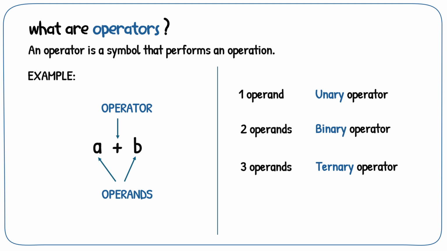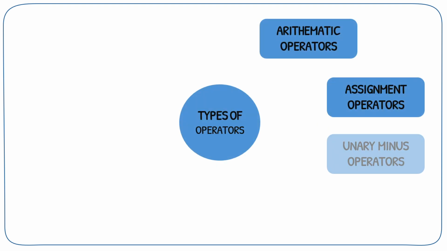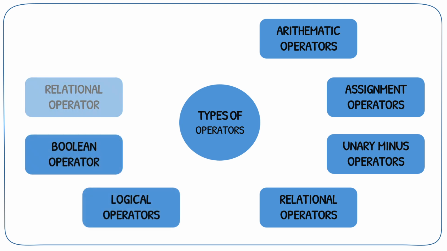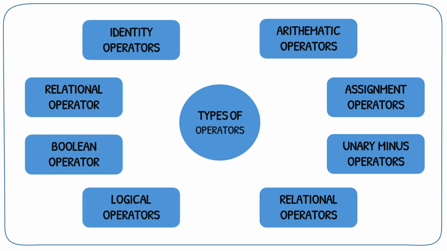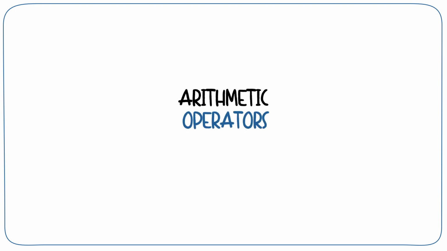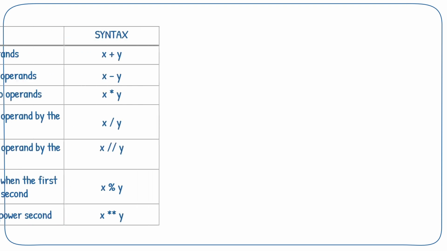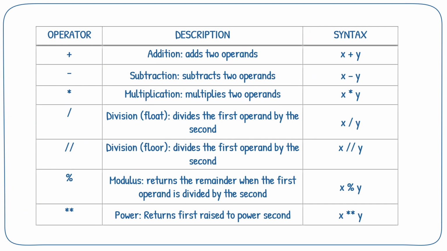We can classify operators depending upon their nature also, and those are arithmetic operators, assignment operators, unary minus operator, relational operators, logical operators, boolean operators, membership operators, and identity operators. We will be discussing all these one by one. First in the list is arithmetic operators. These operators are used to perform basic arithmetic operations like addition, subtraction, multiplication, division, etc. There are 7 arithmetic operators in Python.